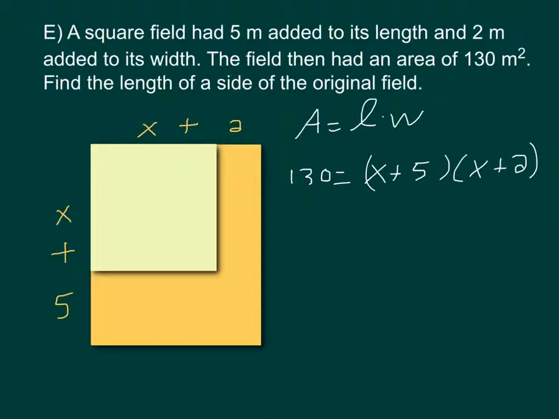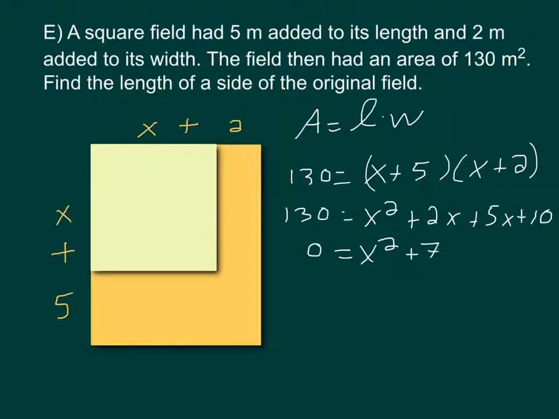In order to solve this equation, I'm first going to have to FOIL, distribute, multiply, however I want to do it. I want to expand the right side of my equation because I have to combine everything and then get zero on one side of the equation before I can solve it. When I multiply these things here, my 130 comes down and I end up with an x squared, that's x times x, plus 2x is 2 times x, plus 5x is 5 times x, and plus 10 is 5 times 2. I want to get 0 on one side of the equation, so I'm going to subtract the 130, and when I do that, I'm also going to combine the like terms of 2x and 5x. So I'm going to have 0 equals x squared plus 7x minus 120.